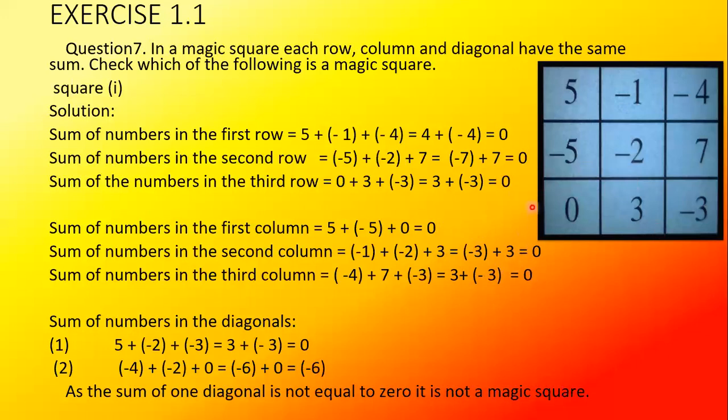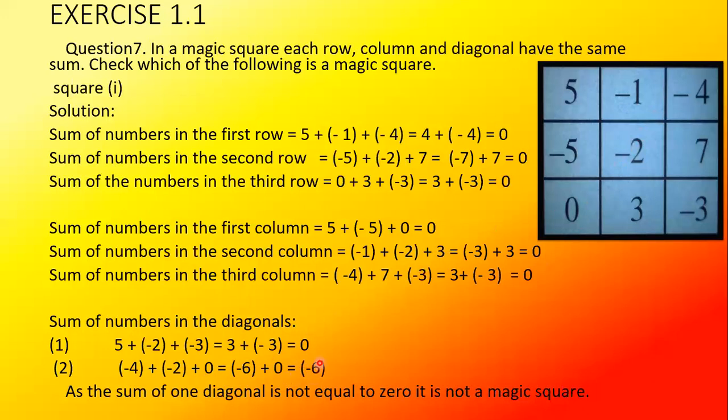Now we will consider the diagonals. First I have taken 5, -2 and -3. 5 plus -2 is 3, and 3 plus -3 is 0. Now the second diagonal: -4, -2, 0. Here, -4 plus -2, both are negative integers, so we will add the absolute values. 4 plus 2 is 6, and we give the negative sign. -6 plus 0 is equal to -6.